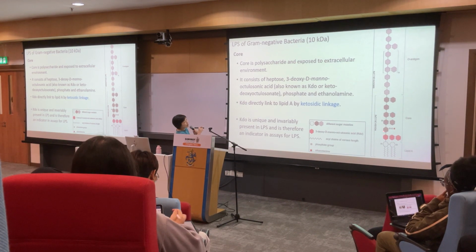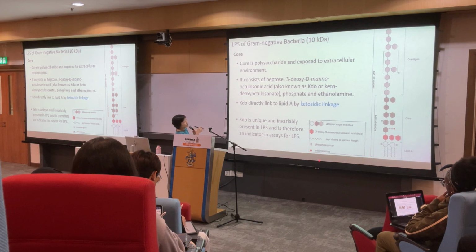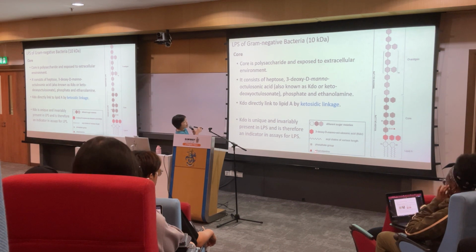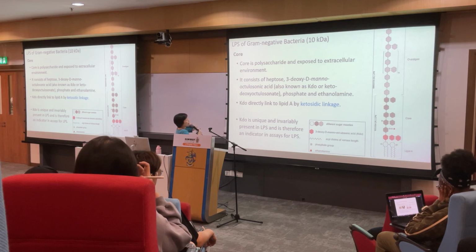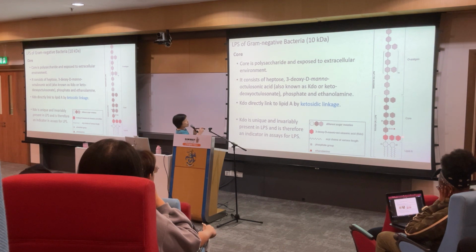These are the sugars. In addition to the sugars, similar to the O antigens, they have other things, for example this phosphate group. The phosphate group also makes the core very negatively charged. In addition to the phosphate group, they have this one. What is this? This is ethanolamine. And the most important is this.